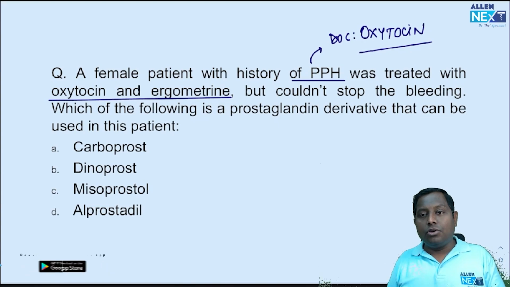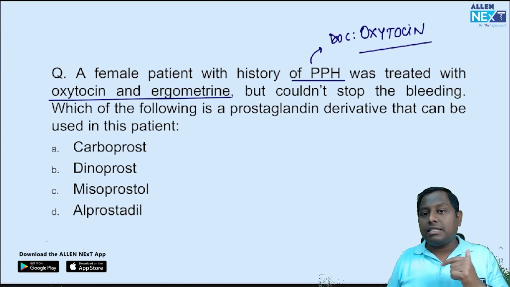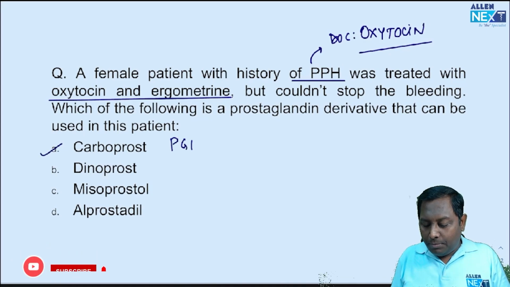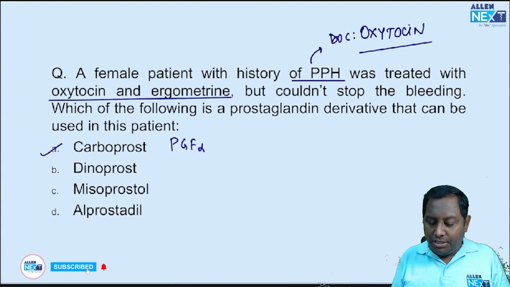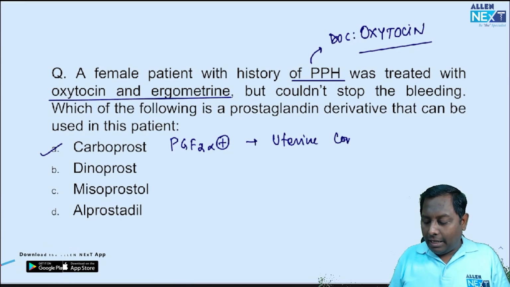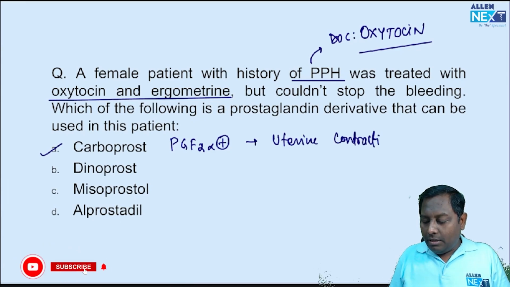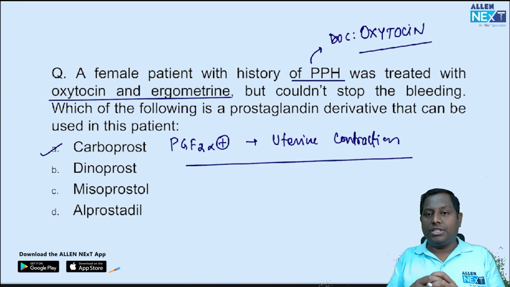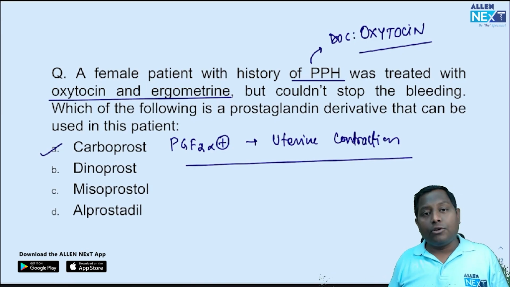But even after two drugs, they are not able to stop the bleeding. The next preferred agent that we have is carboprost, which happens to be a PGF2 alpha analog. This will cause uterine contraction, so that the vessels could be constricted, because the vessels lie in the crisscross fashion of the myometrium. So carboprost is something that can be used.